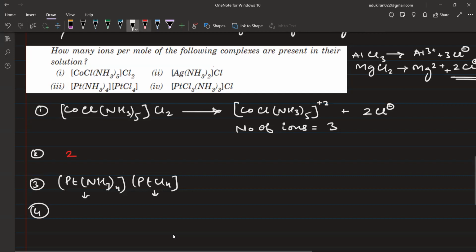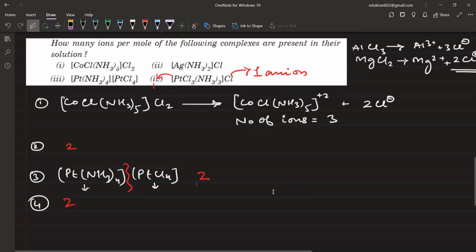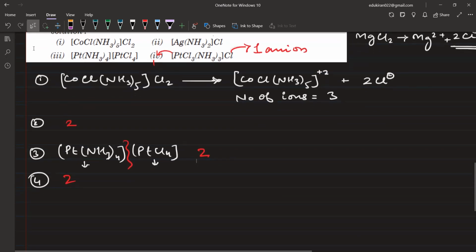Then here also, this is 1 anion and you are going to get 1 cation. So here also you will have 2, and here also you will have 2. So second, third and fourth, all of them are having 2 ions. Okay, Samiha. Done everyone? Has everyone written it? Quickly write, just write the answer. The second is 2, the third is 2, the fourth is also 2. Right, next.